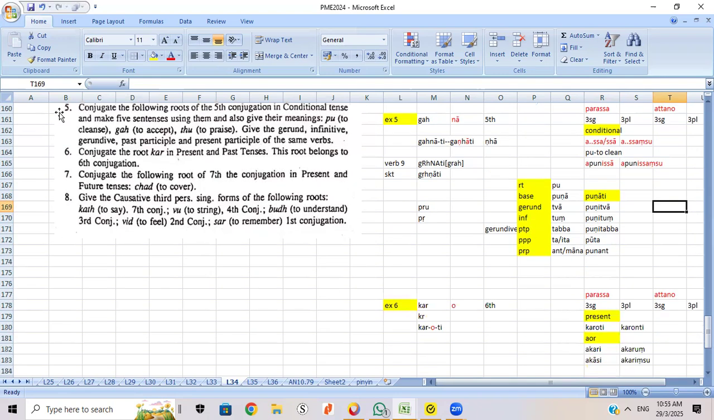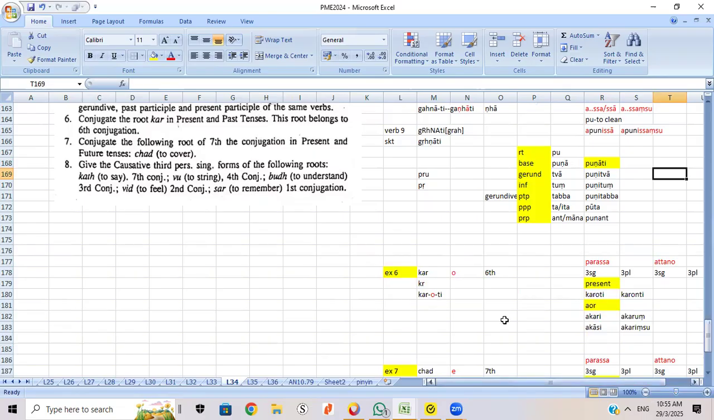Okay, you see number 6 here. Number 6 is kar, kar plus o, conjugated karoti. So what does it ask you? You want the present tense, no problem. Present tense and past tense. Here it never says aorist, it says the past tense is understood. This is a past tense.